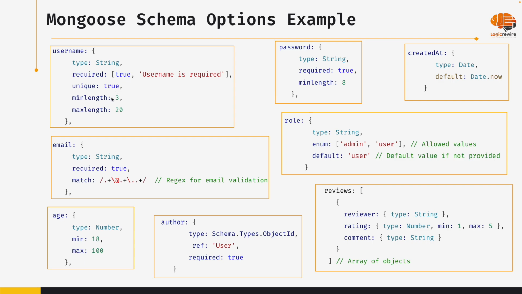It should have minimum length 3. So the minimum length of the string is 3, so you should not write AB. Username should not be AB; it should be at least ABC, or some words having 3 or more characters. And maximum length is 20, so more than 20 also it should not be. It should not be some sentence like that. So the maximum length of the string should be 20. So this defines the username.